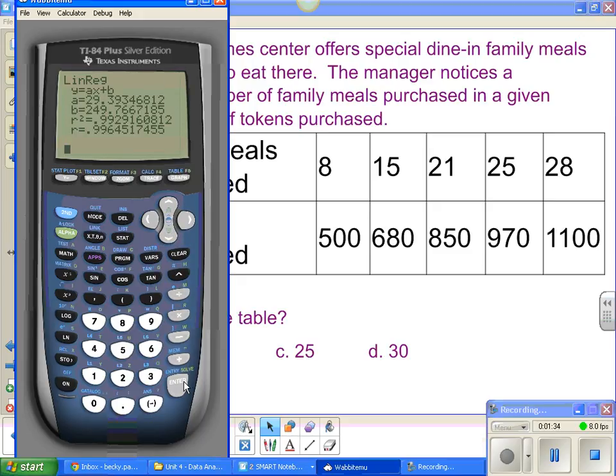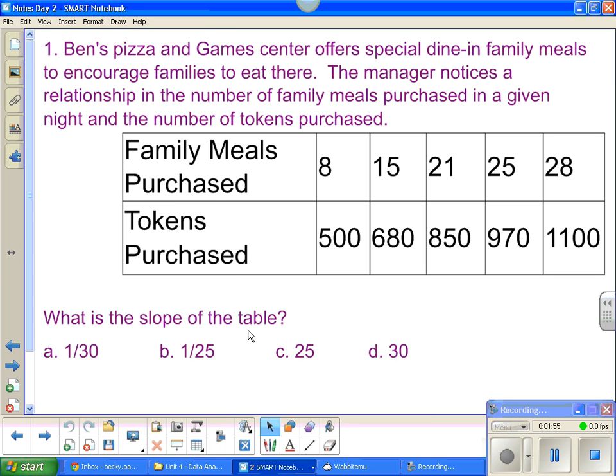So my equation would be y equals 29.39x plus 249.77. But it just wants the slope. So the slope, as we know, is always the number that's with the x, so that would be our a value. So that would be 29.39. And so if I'm going to pick from here, I would pick 30.